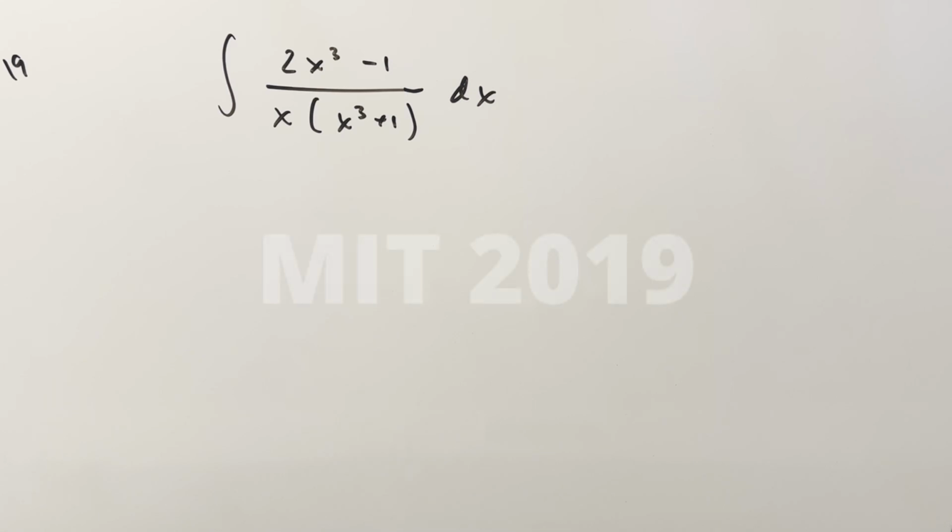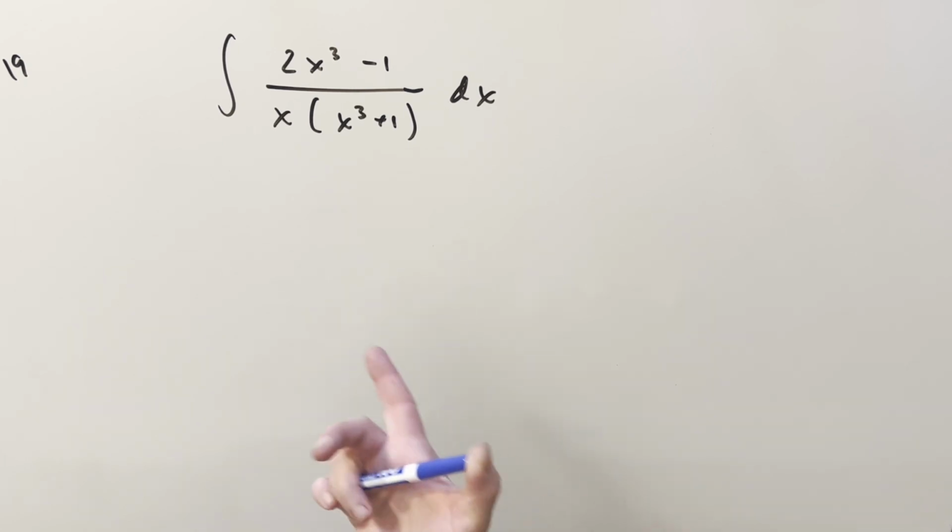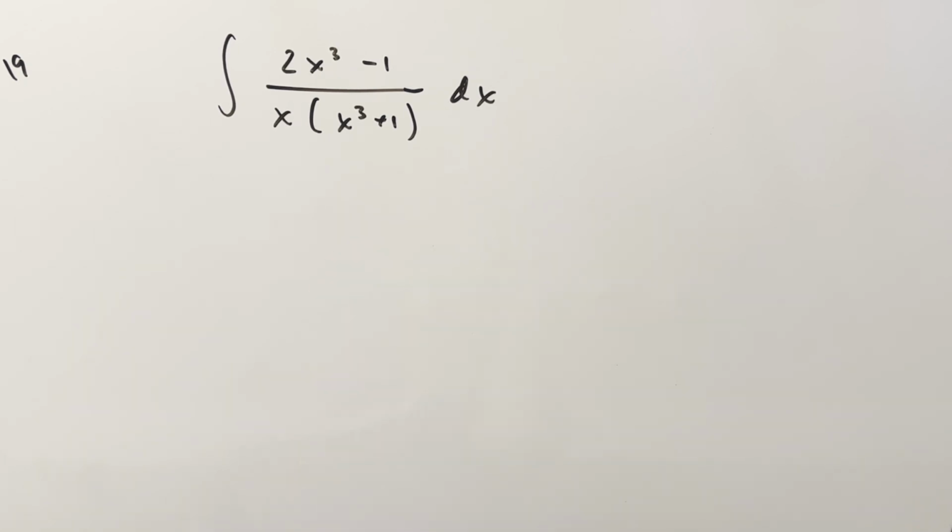Okay, we have returned an integral from the MIT integration bee 2019, number 19. We've got the integral of (2x^3 - 1) over x times (x^3 + 1) dx. To get started with it, there's a few different ways you could go. You could go to partial fractions, you could go to algebra.